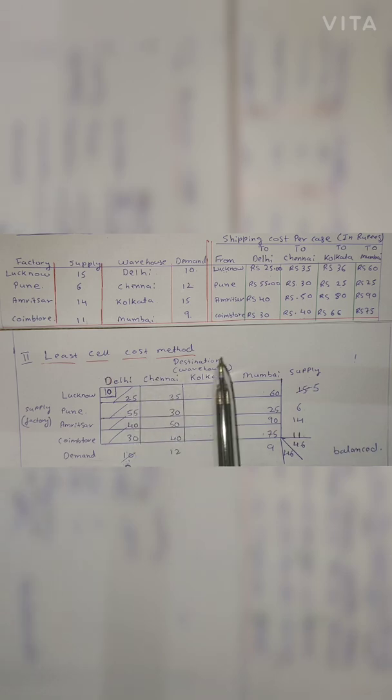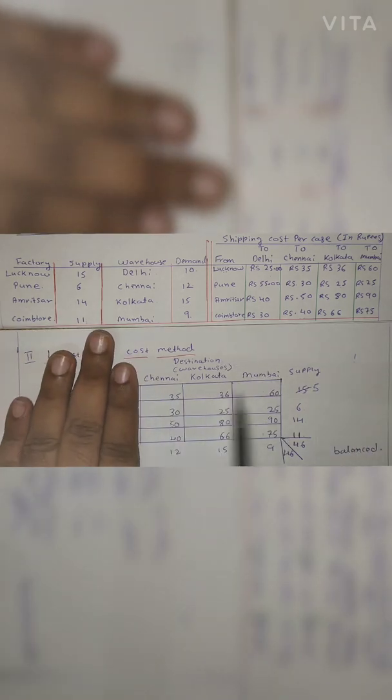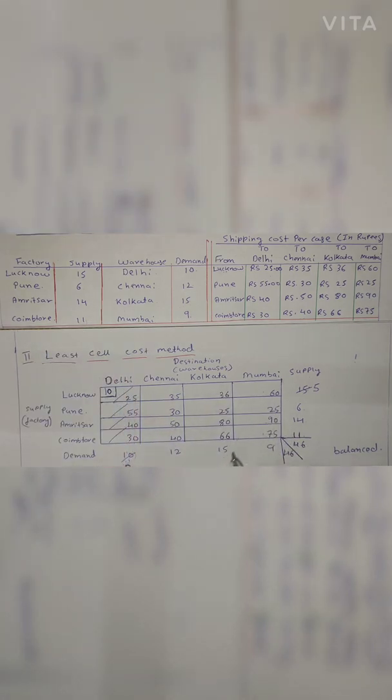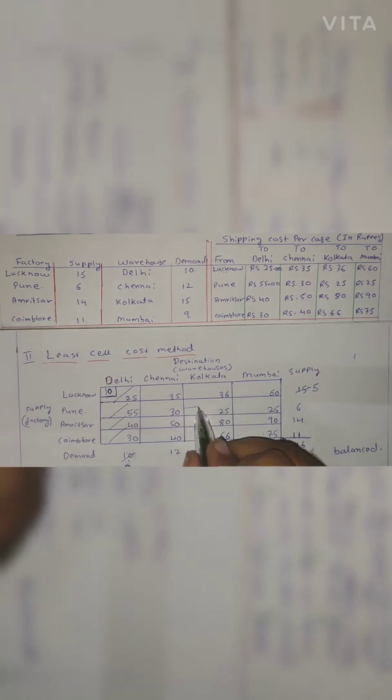Now the remaining cells are left. In these cells you have to find the lowest one. As you can see, there is 35, 36, 25, 90, 66, 40. The lowest one is 25. We can take either this or this. So I'll take this 25.